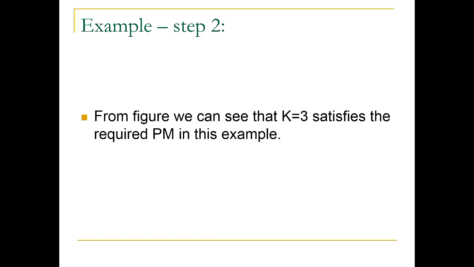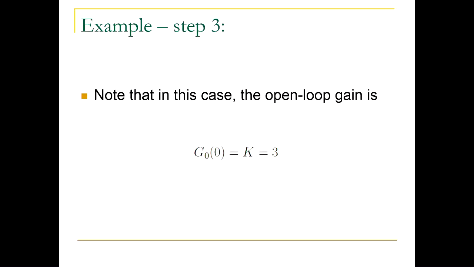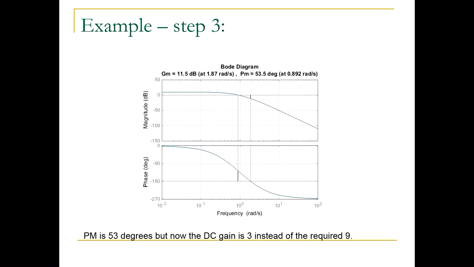All right. From the figure, we can see that k equals 3 satisfies the required phase margin in this example. So now we need to plot the Bode plot of the system G0 where k was determined in step 2, and then we evaluate the DC gain of this system. So we basically need to redraw the whole thing. We already decided we need to have k equal to 3, and we replot everything.